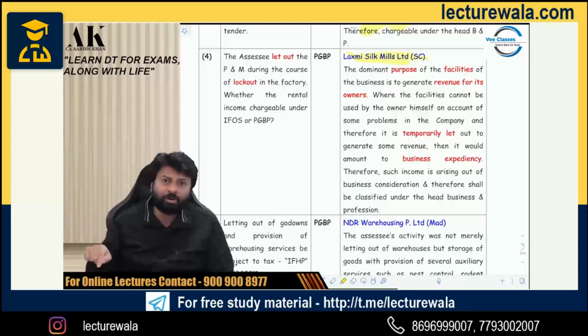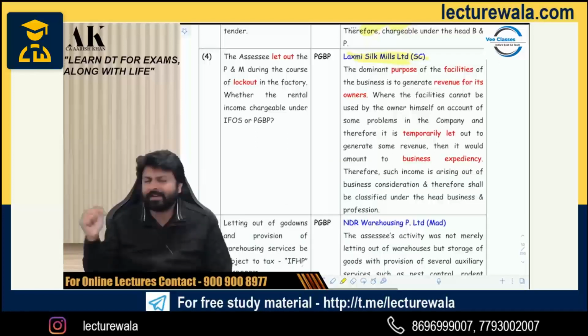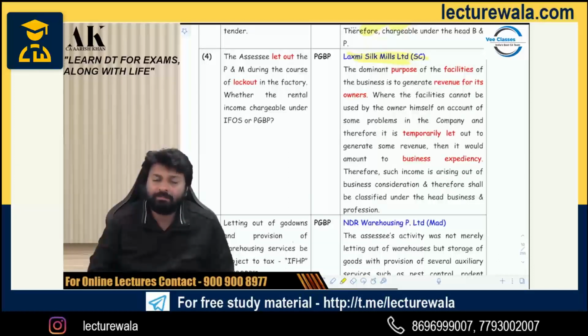So if it is closed, then why can he not earn? He is earning even when it is closed. He might be earning slightly less money, definitely less than what he could earn from manufacturing. Obviously, from manufacturing he can earn more than what he is earning from letting out. But at least he is applying his business mind now to earn some money out of it. It says business intelligence, it's a PGBP income.